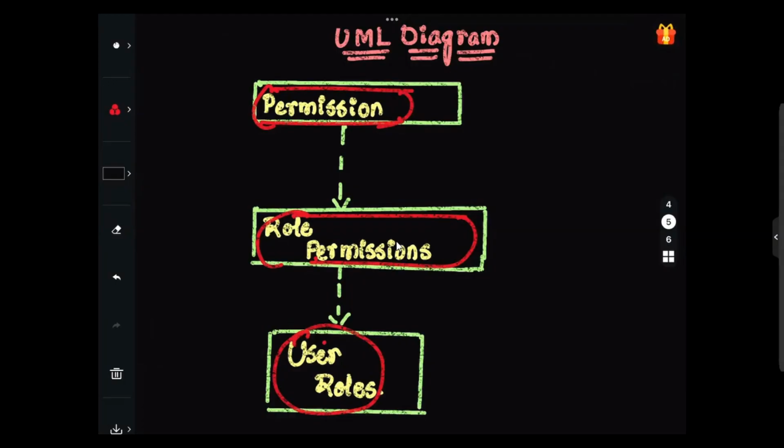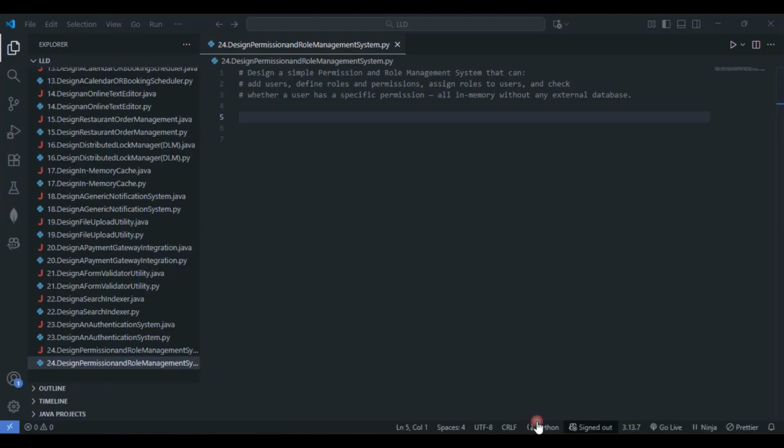So now it's a good time to write the code. Let's start writing the code. First thing, I'll be going with the main class, the base class, permission system. So I'll just go with permission system actually. Sorry.